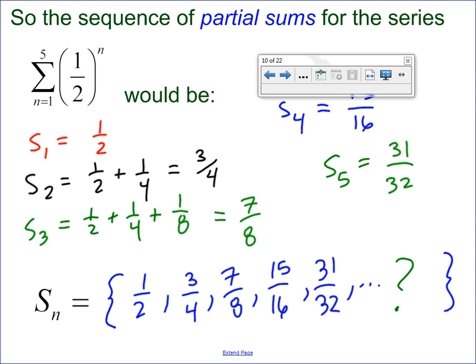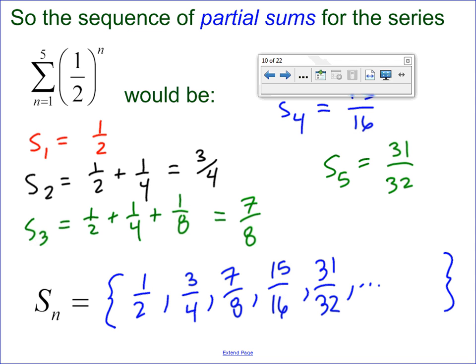Remember, that means we'd be able to plug in n. Just to verify, it means we plug in n and it spits out the partial sum. If we plugged in 3, it should spit out 7/8. Does everybody see that? If we plug in 5, it should spit out 31/32. And so what connects n with my denominators?